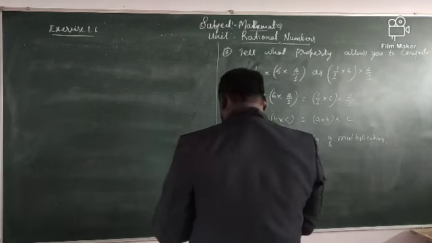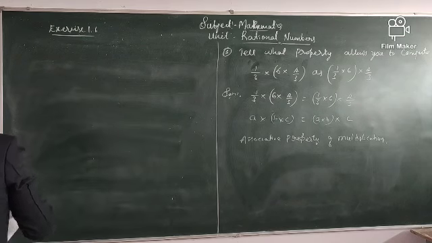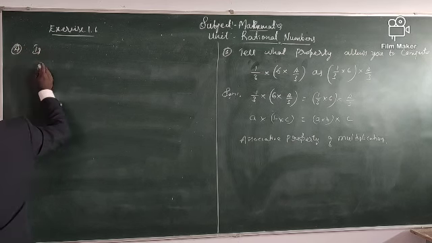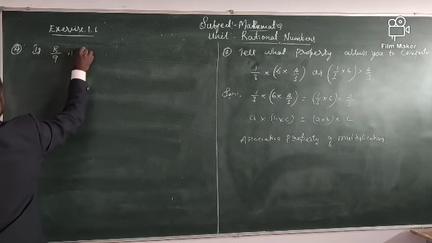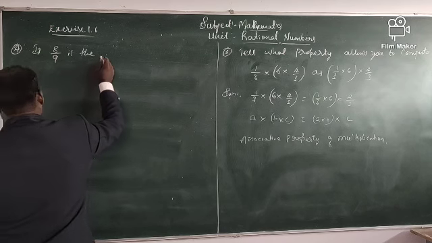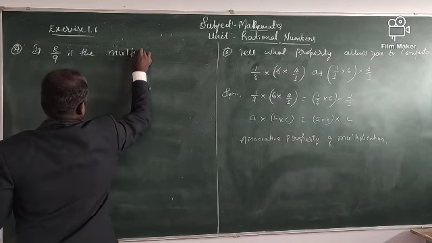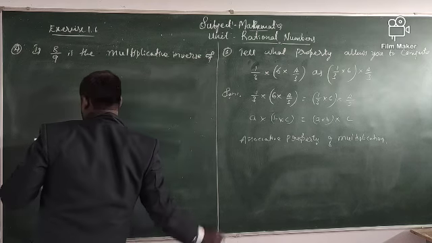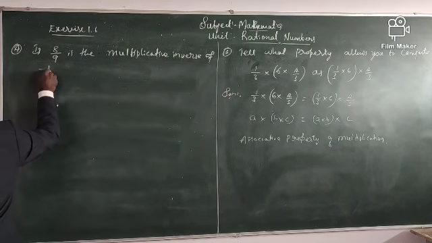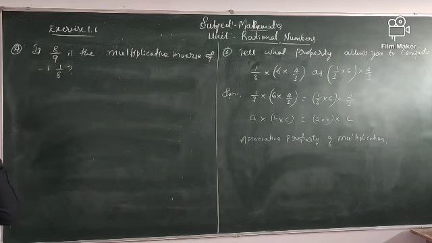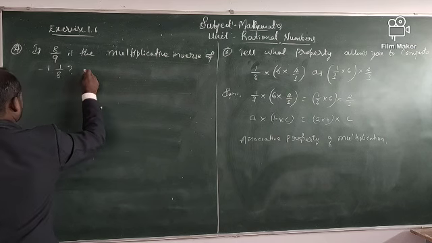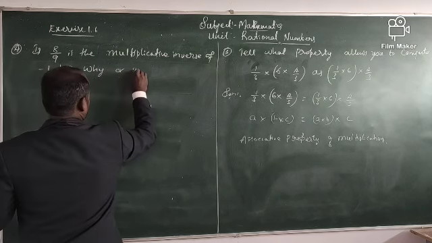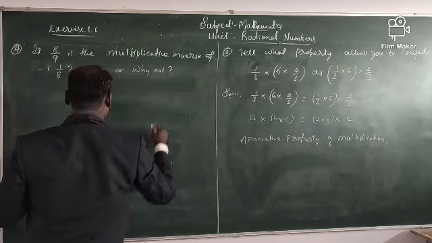The fourth one is: is 8 by 9 the multiplicative inverse of minus 1 by 8? If it is the multiplicative inverse, why? If it is not, why not? Give reason.